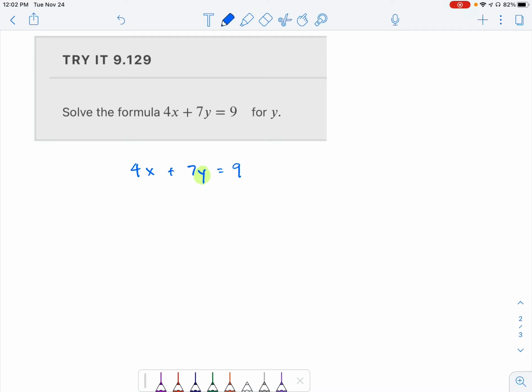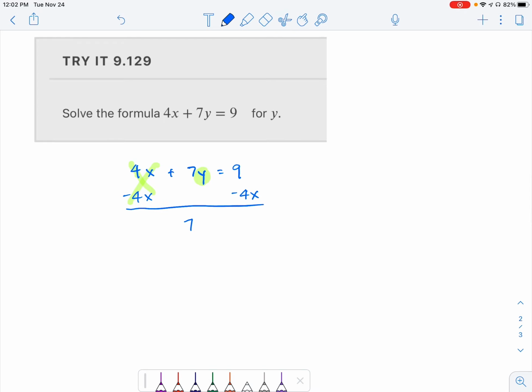Remember, we're kind of working backwards through order of operations. So I'm going to undo the thing I'm adding first. So I'm going to subtract 4x from both sides. So 4x minus 4x is just 0. What that's going to leave me with over here is positive 7y. And again, on the right-hand side, these are not like terms. 9 and 4x are not like terms and cannot be subtracted. So I'm just going to write out 9 minus 4x.